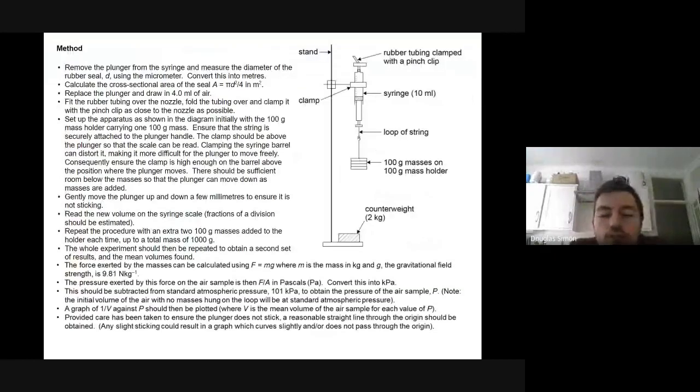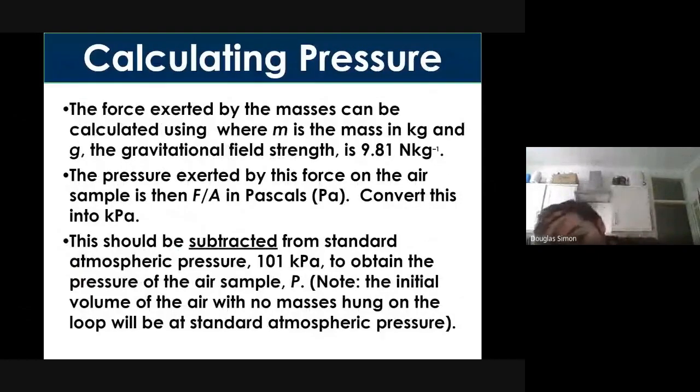So here is a full method. You can pause the video and read through this. It will, of course, be useful when we come back to school. And here is another note about calculating pressure. I was talking about subtracting it from atmospheric pressure. So again, you can pause the video, read through this, make sure you're happy with it.